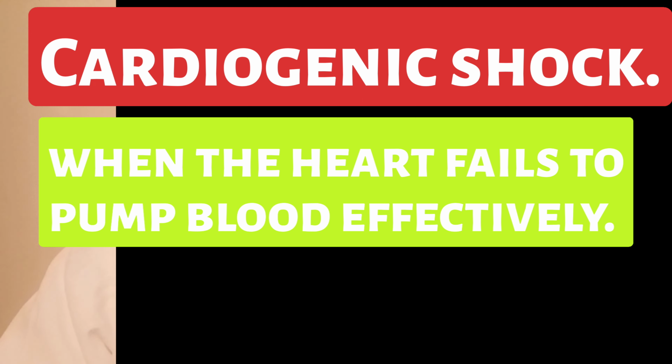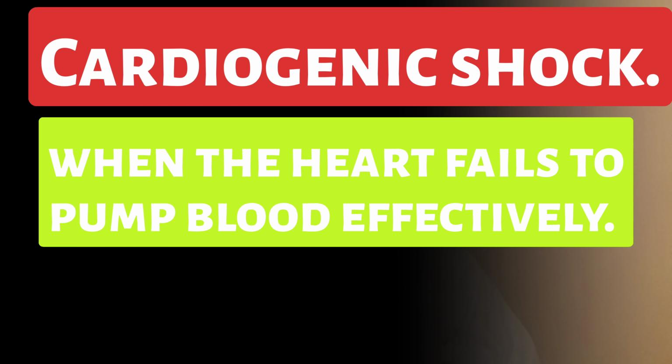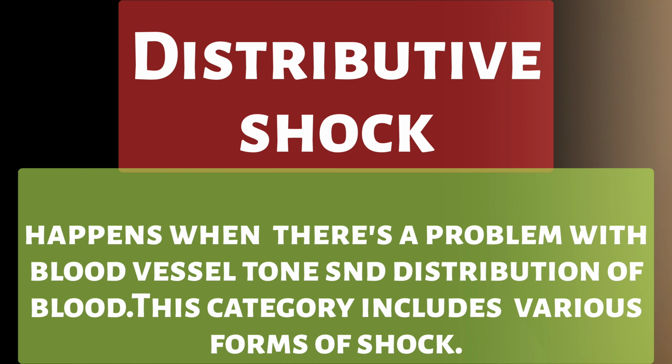Then the second type of shock is cardiogenic shock. This type of shock happens when the heart fails to pump blood effectively. And why would the heart not pump blood effectively? It can be because of heart attack, heart failure, or other cardiac issues. Anything that makes your heart not pump blood effectively will cause you a cardiogenic shock, because for a proper supply of blood to your vital organs, you need your heart pumping.